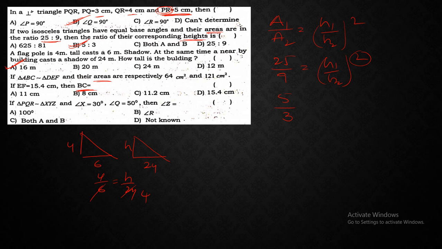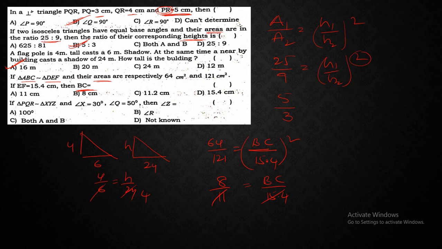Areas and sides. So areas and sides means area 1 by area 2. So what is the order? A, B, C, D, E, F. As per that, what is he asking? Since we need BC, 15.4 will be in the denominator. So this is a whole square. If I transpose this square, this becomes 8 by 11 is equal to BC by 15.4.